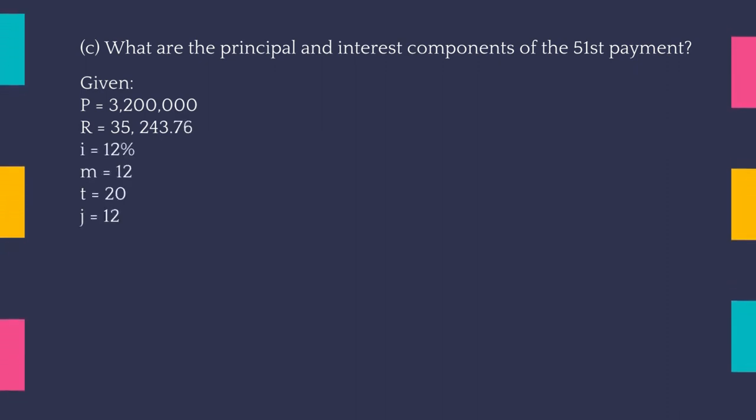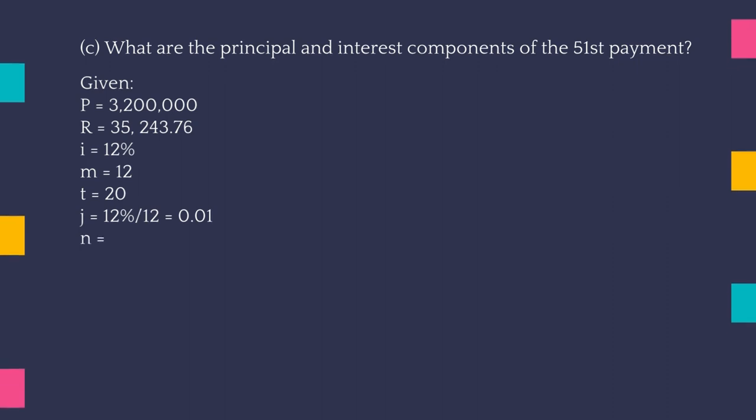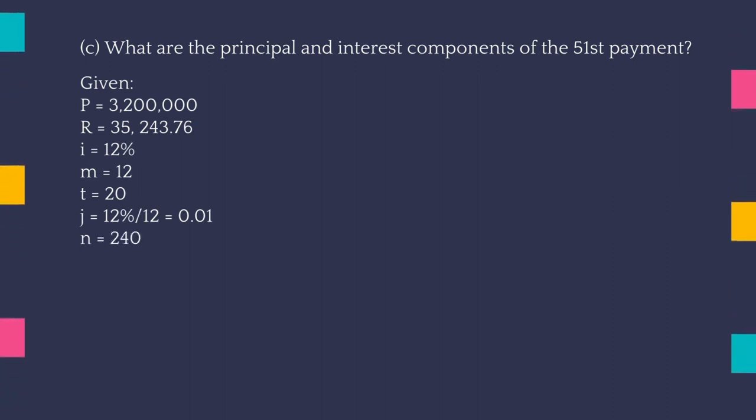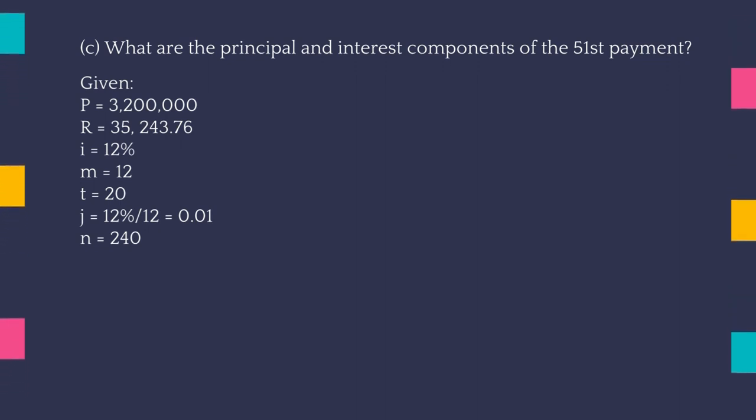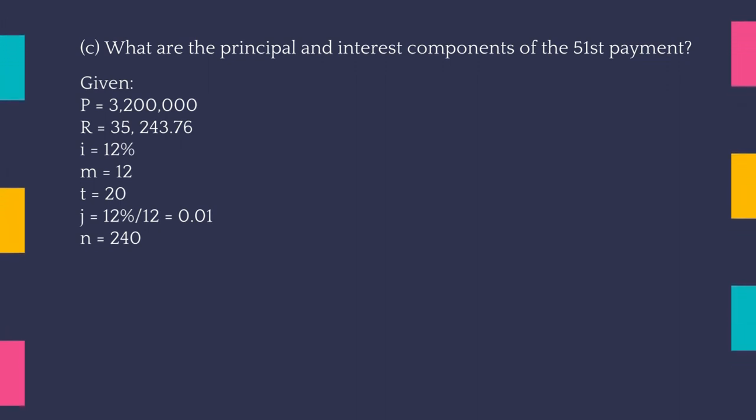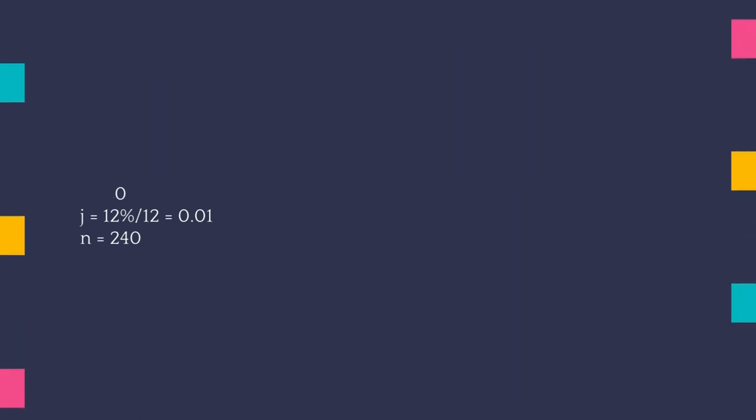The last one is, what are the principal and the interest components of the 51st payment? So the given is the principal equal to 3,200,000. The monthly payment is 35,243.76. The interest rate is 12%. The number of periods per year is 12. The time is 20 years. The nominal rate is 0.01 and the number of payments is 240.